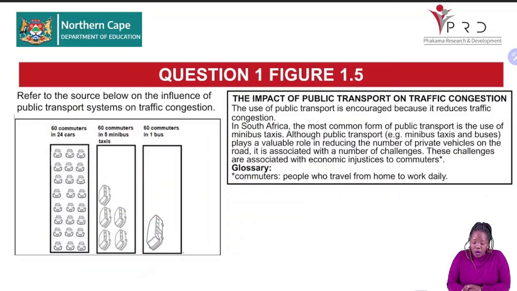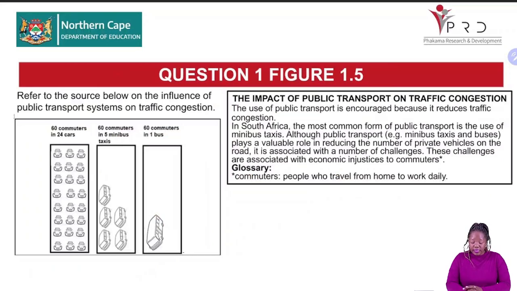Then we come to our figure 1.5, which is the third and long question. So figure 1.5, again, you are given an extract, so you refer to the source below on the influence of the public transport system on the traffic congestion. So you are given an extract as well as the diagram there. You've got the 60 commuters in 24 cars, and you've got the 60 commuters in 5 minibus taxis, and you've got the 60 commuters in 1 bus.